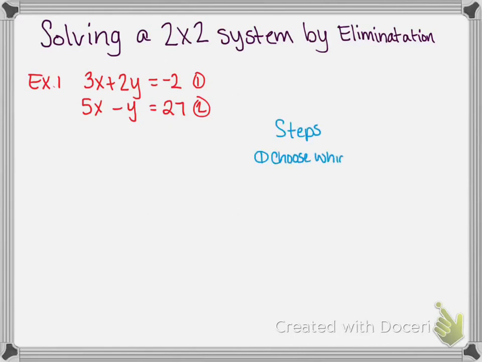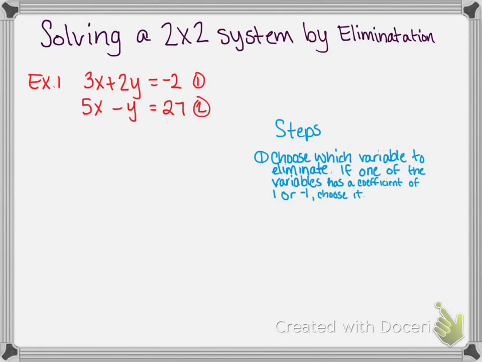So our first step is to choose which variable to eliminate. We can make our lives a little bit easier if one of the variables has a coefficient of 1 or negative 1. And if it does, then we should choose that one to eliminate it. So here in the second equation, y has a coefficient of negative 1. So we are going to choose y to eliminate.